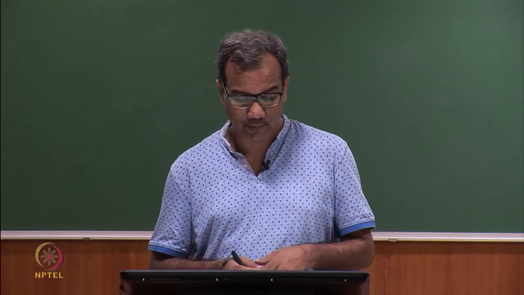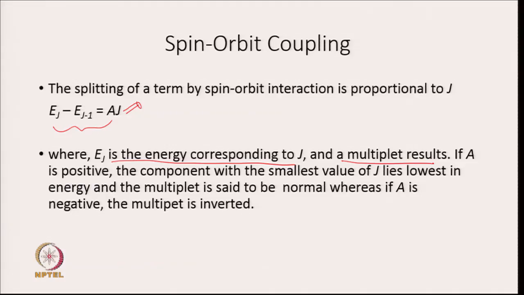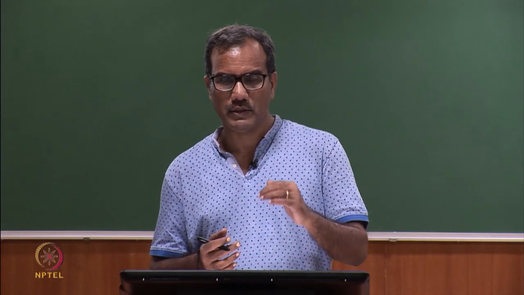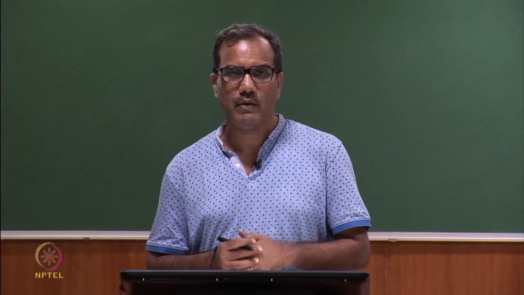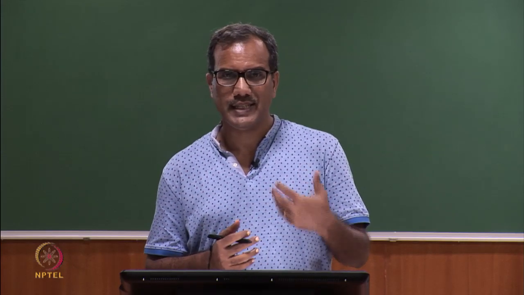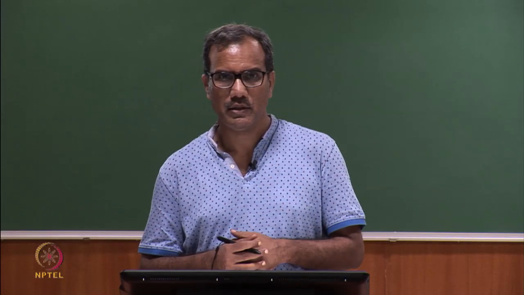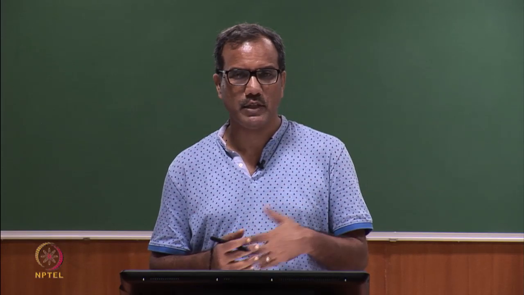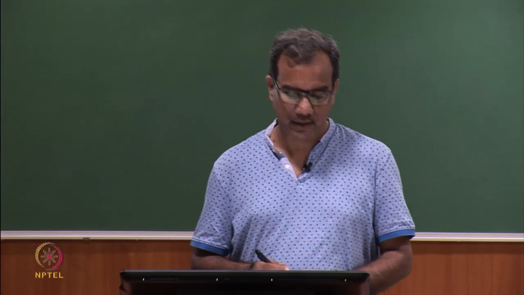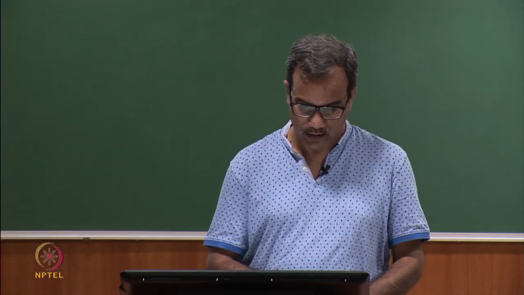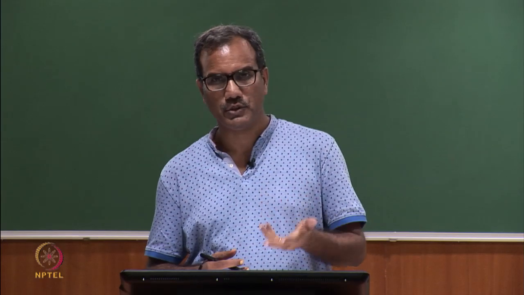If A is positive, then the component with the smallest value of J lies lowest in energy. So this is very important. If they split, some will be of higher energy, some of lower energy. But if the value of A is positive, the term with the smallest J value will be lowest in energy, and in that case the multiplet is said to be normal. But if A is negative, then the multiplet is inverted, and in that case the energy order will be just opposite.